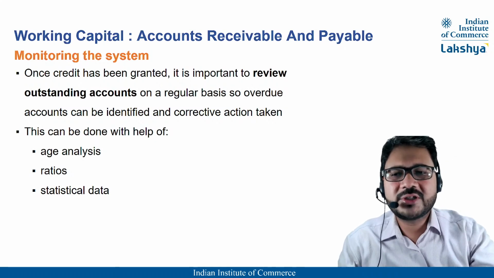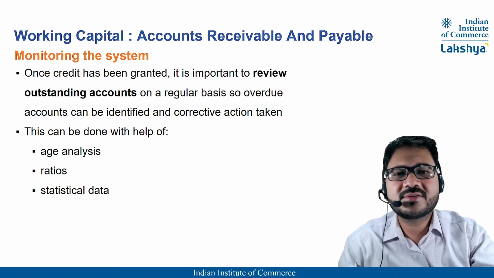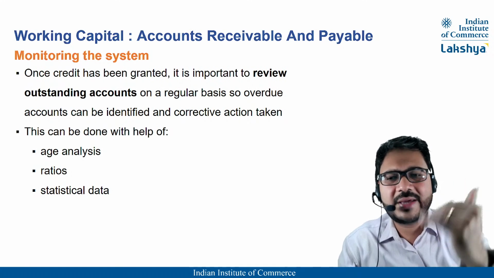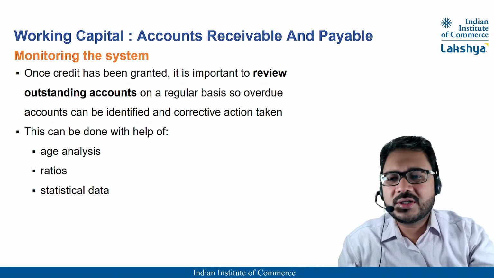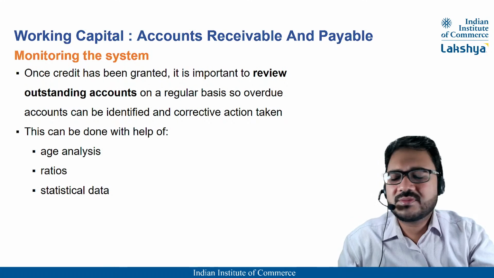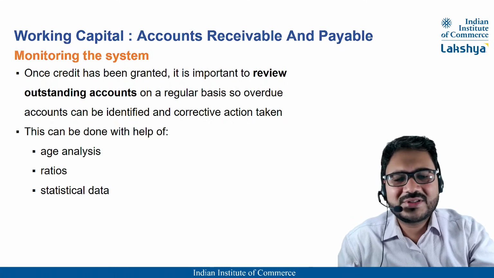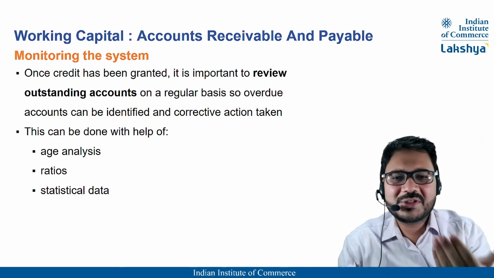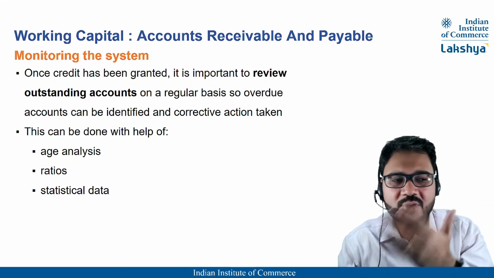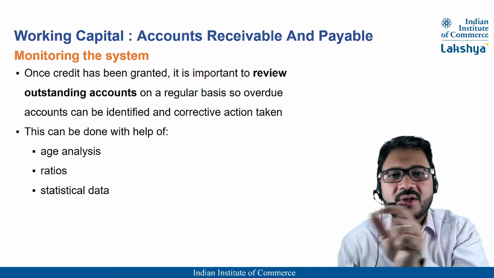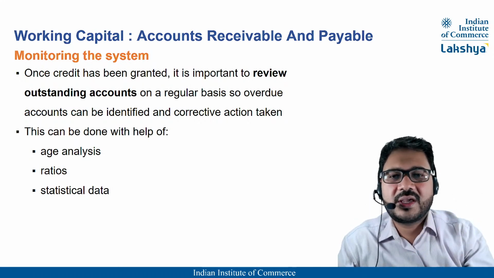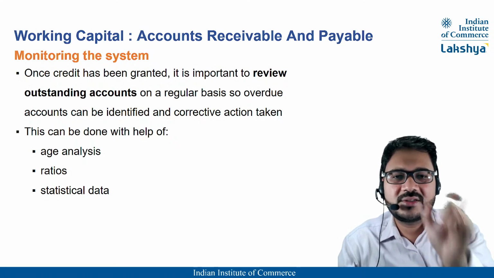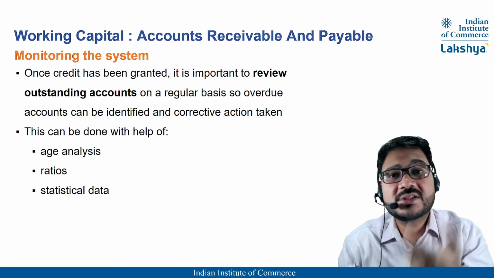So monitor it. You can do it with the help of age analysis. Basically, you are tracking the age of different creditors. You can do it through certain ratios, like your current asset ratio. You could do it through simple statistical data, wherein you are just collecting data, and a very simple system wherein you have an automated system where you write the name of the customer, the amount granted, credit period given and the start date, and automatically the system will send you a reminder.